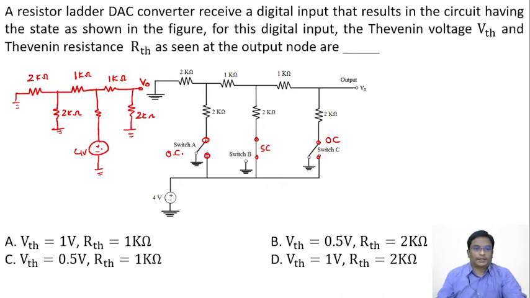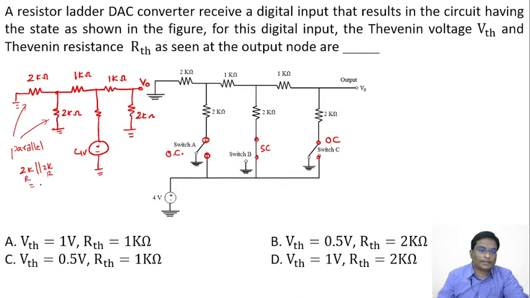Okay, right. Simpler. If I try to simplify this one, this 2K and 2K, both will be parallel. This point is connected to ground, this point is connected to ground. This resistor, both are parallel. 2K parallel to 2K, what is the equivalent resistance? R parallel to R is R by 2. 2K by 2, this is 1 kilo ohm.